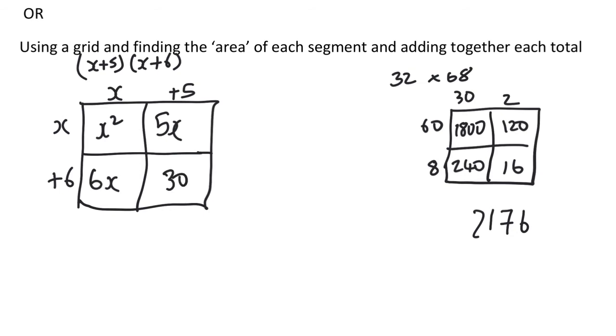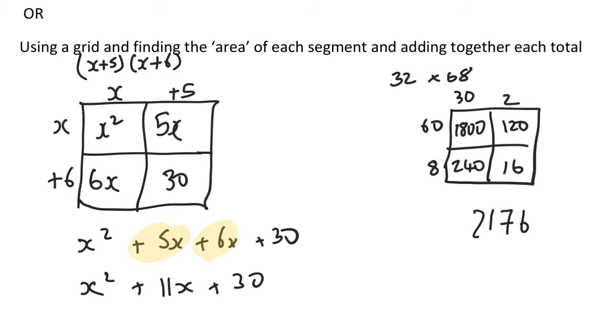So what we do is we add them all together. We've got x squared plus 5x plus 6x plus 30. We look for like terms, and we can see that 5x and 6x are like, so we can combine those, and we've got x squared plus 11x plus 30. So those are three separate methods to work out expanding double brackets.